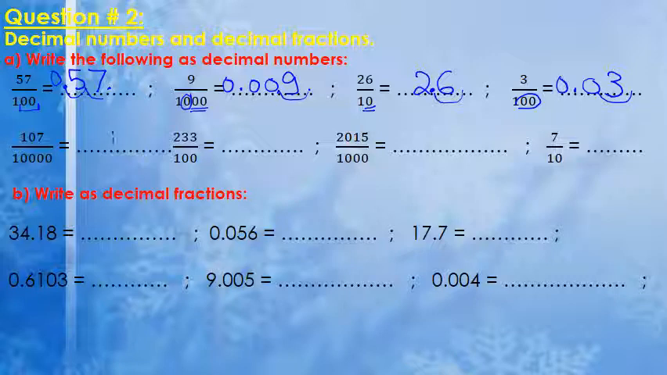Now we have to write 107. We should move it to the left 4 digits, 4 zeros we have. 1, 2, 3, the fourth is 0 and we write 0.0107.